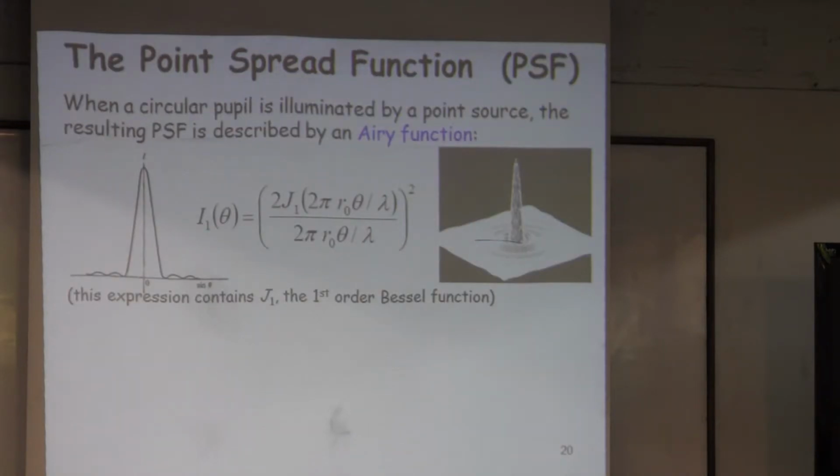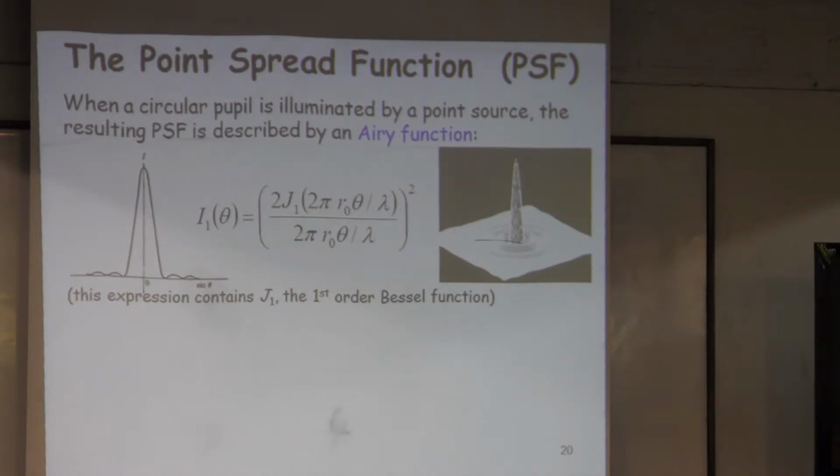We said last time, we didn't really give it a name as a function. We said this mathematically, this is the function, and you can calculate it in this way, and it depends on the first order Bessel function. But actually, this complicated term has a simple name. It's called an Airy function. So if you hear astronomers talk about an Airy function, they're usually referring to the function of that expression. In one dimension, it looks like this. So it has the central peak, and then surrounding it, you see what are called the diffraction rings.